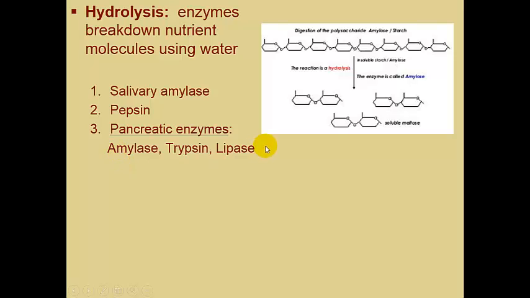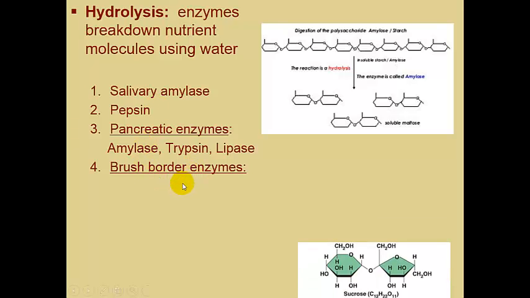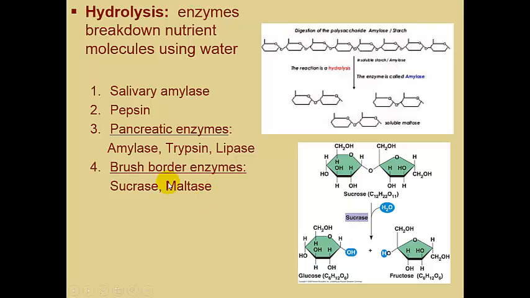Ultimately, they don't finish the job, though. The final hydrolysis is performed by the brush border enzymes. And these are right on the brush border, right on the membrane of the intestinal cells, and they do the final bond breaking, and then the molecules can get absorbed. So you do the final bond breaking, the final hydrolysis, and at the same time, because you're right there on the brush border, you can absorb the molecules. So this is why the brush border finishes the job, because the brush border is also where the absorption occurs.